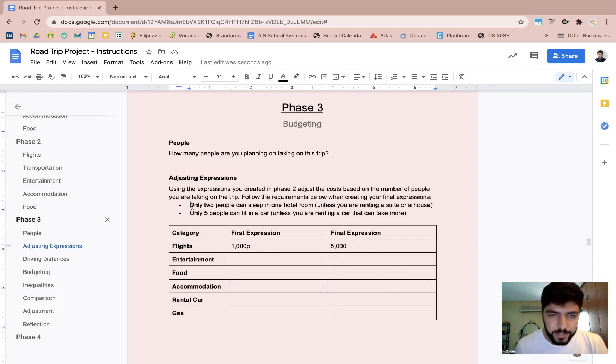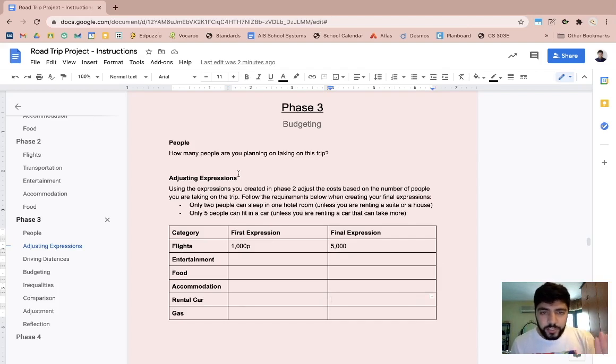And again, this is the rule here that 2 people can sleep in 1 room unless you have like a bigger suite or a big house or something, and you need to note that. So you need to write that if that's the case. The same goes for the car. Only 5 people can fit in a car, legally, I guess, unless you have a bigger car that says that it can take more passengers. So on the rental website, it needs to say can take, let's say, like 7 passengers or whatever. And so you'll need to also note that here, okay?